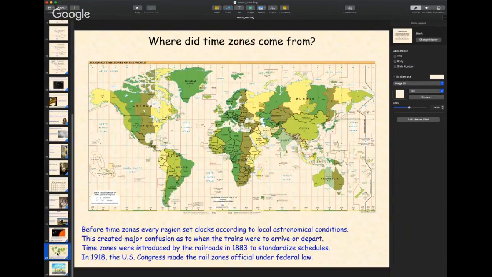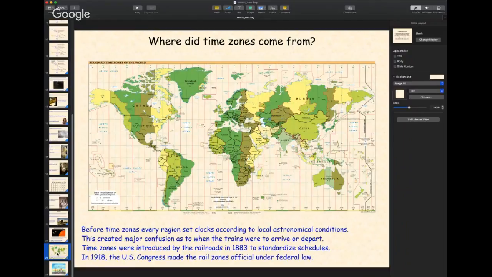And so it was transportation systems, in particular the train companies, that set up, okay, we're going to go with 4 time zones in the U.S. These were introduced by the railroads in 1883 basically to standardize the schedules. And then in 1918, it worked so well, and by that time we had more and more transportation systems coming on, that the U.S. Congress made the time zones official under federal law.